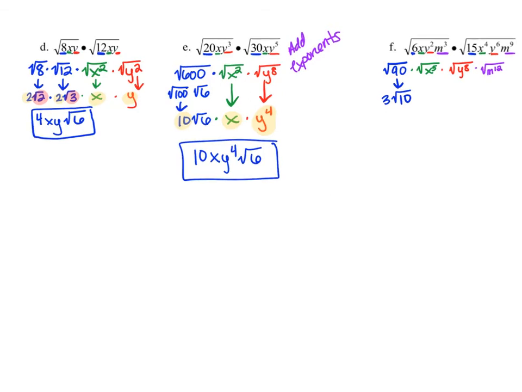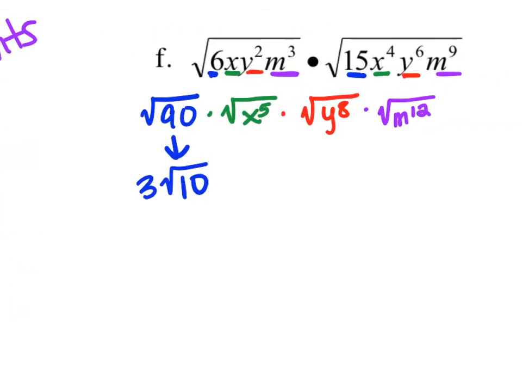The x to the 5th, you want to break this up into an even number. So we're going to break this up into the square root of x to the 4th times the square root of x. Okay, so when we do that, we can divide this one by 2. So that's x squared, and this x stays under the radical. Divide this one by 2, and you get y to the 4th. And then divide m to the 12th by 2, you get m to the 6th.